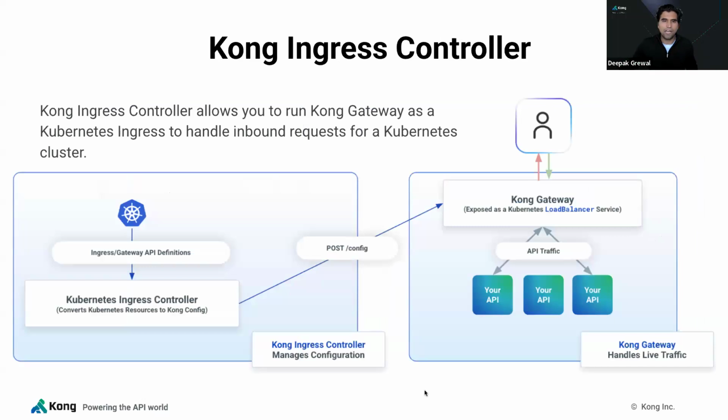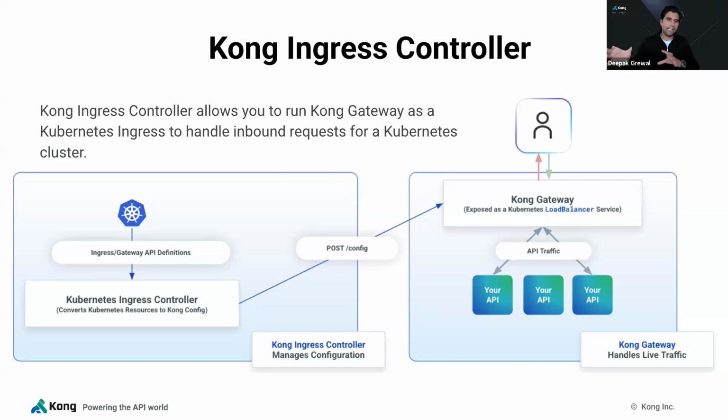If we think about the Kong Ingress controller, what it does is it allows you to run Kong gateways on your Kubernetes clusters. And the way you manage that Kong gateway is through these Ingress definitions or Ingress resources. Now, we've also, from day one, supported the Gateway API resources.